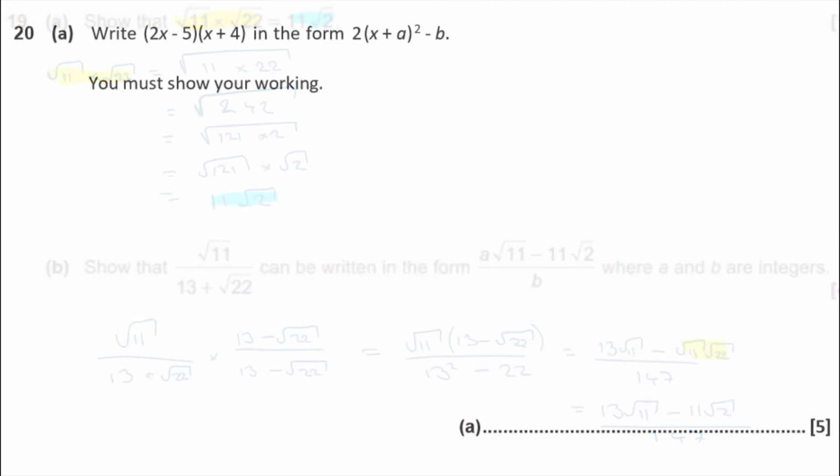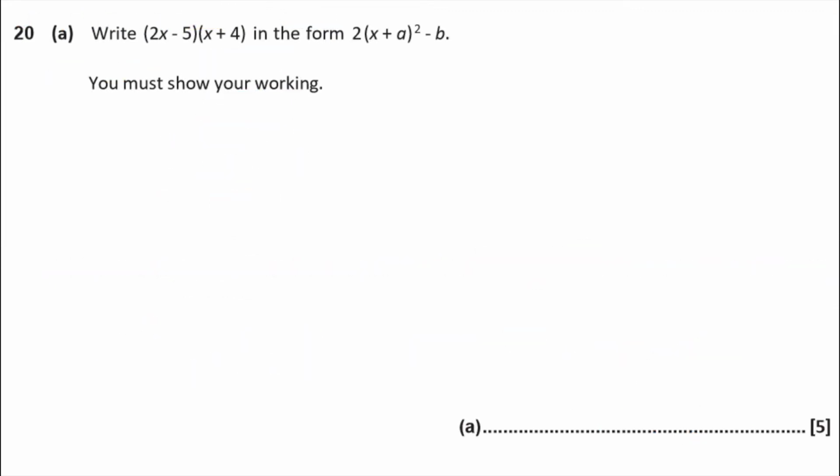That's it. Question 28, write 2x minus 5 times x plus 4 in the form of two lots of x plus a all squared minus b. Okay, so that is the completed square form. So it looks to me what I need to do is multiply out that bracket and then complete the square on what I get. Okay, and then leave it in completed square form after that. So I'm going to start with the factorized form of the quadratic, remove the brackets, and then complete the square.